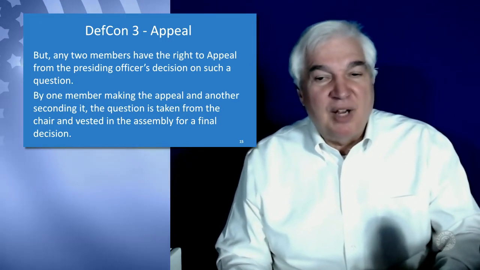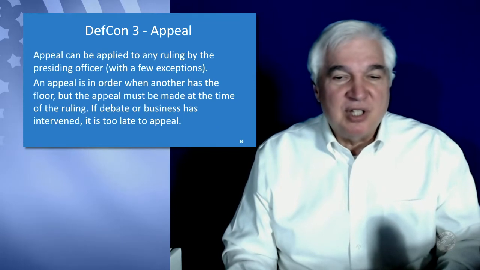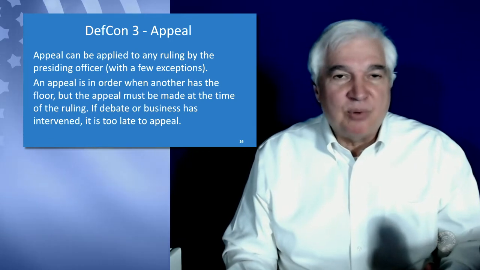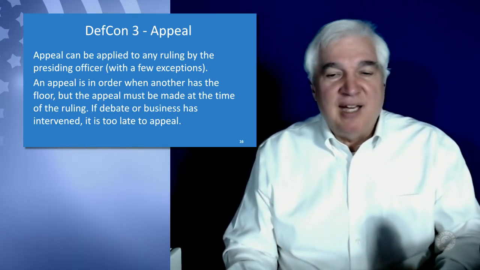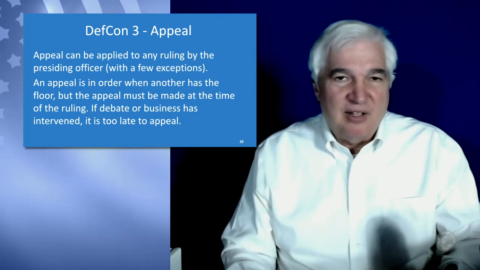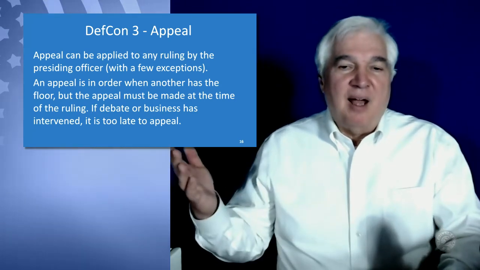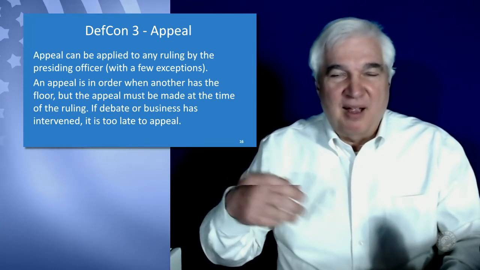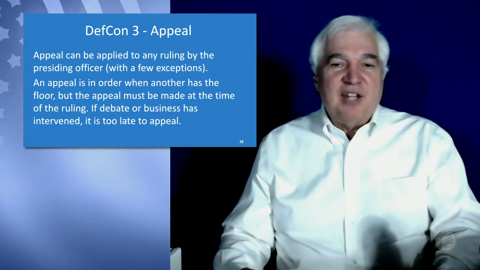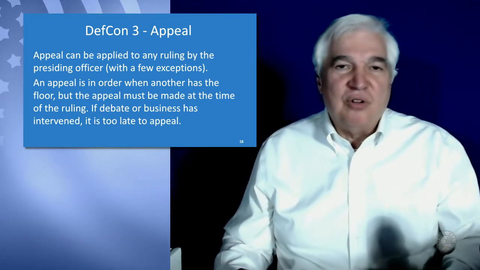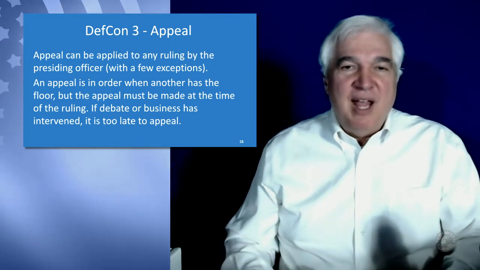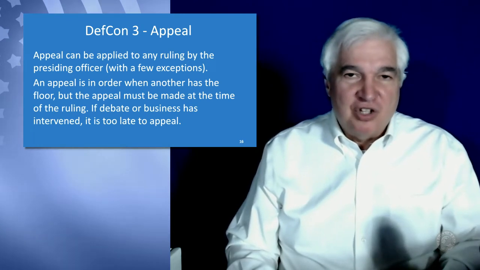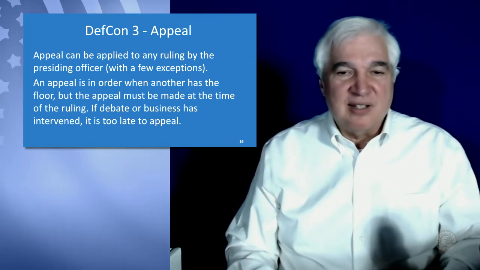An appeal can be applied to any ruling by the presiding officer, with a few exceptions. An appeal is in order when another has the floor, but the appeal must be made at the time of the ruling. If debate or business has intervened, it is too late to appeal. So when you say point of order, and the chair says, I'm sorry, the point is not well taken, that's your opportunity to express the sentiment that you disagree with the ruling of the chair, and you say the words, "I appeal the ruling of the chair," which then invokes this set of processes.